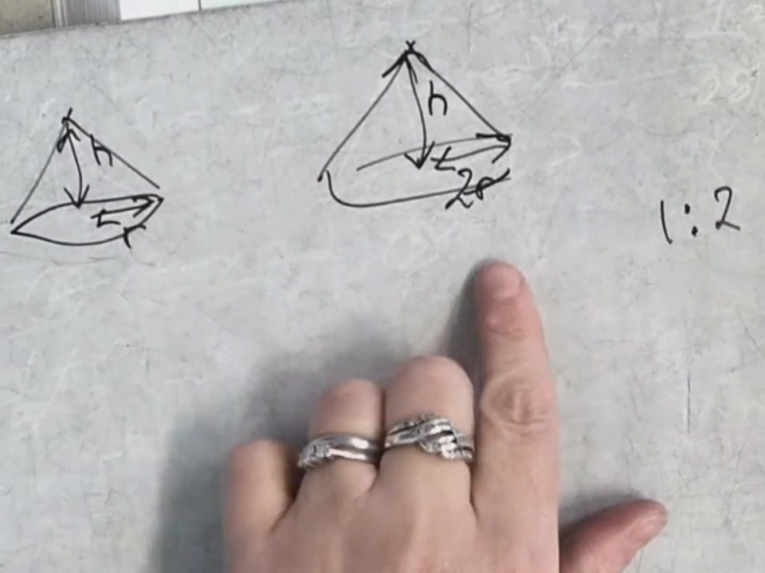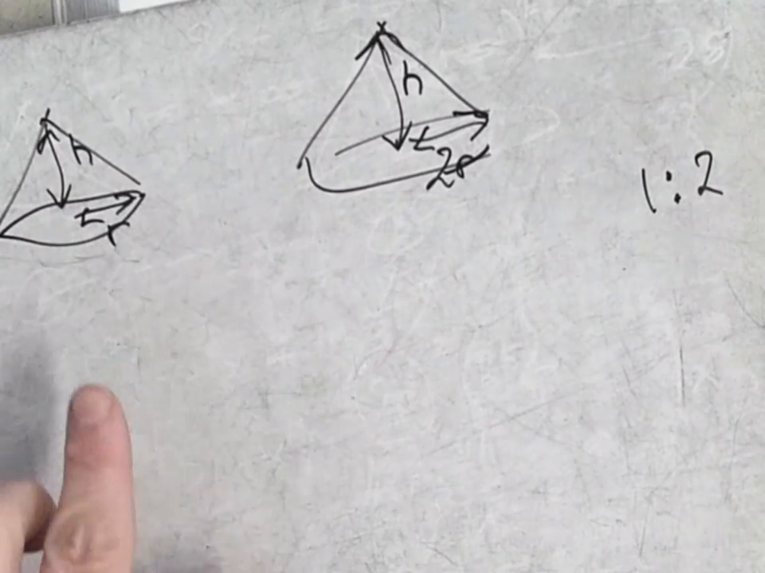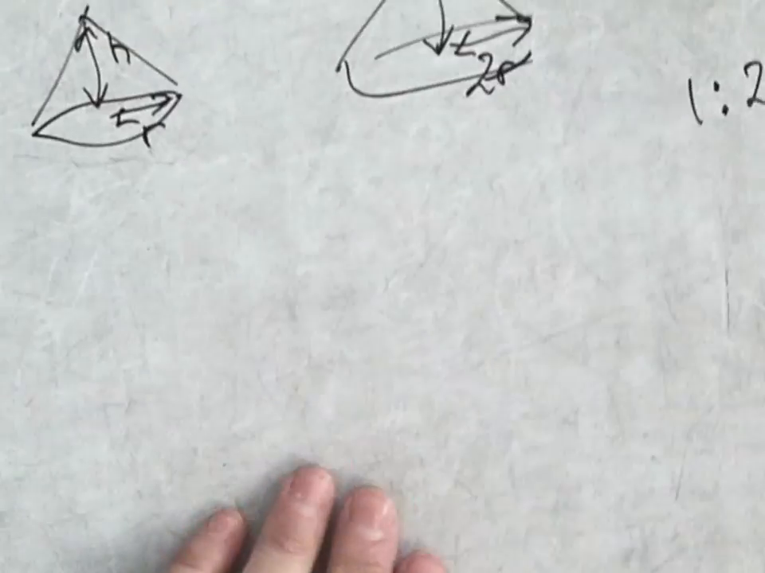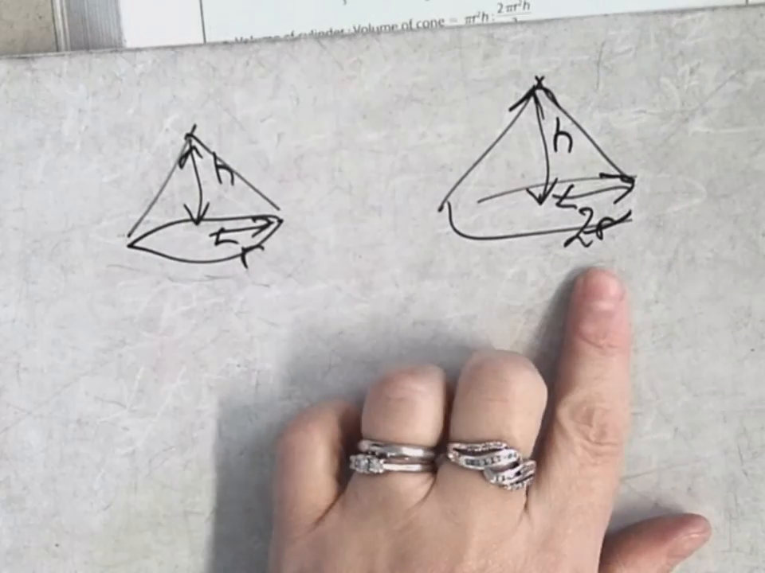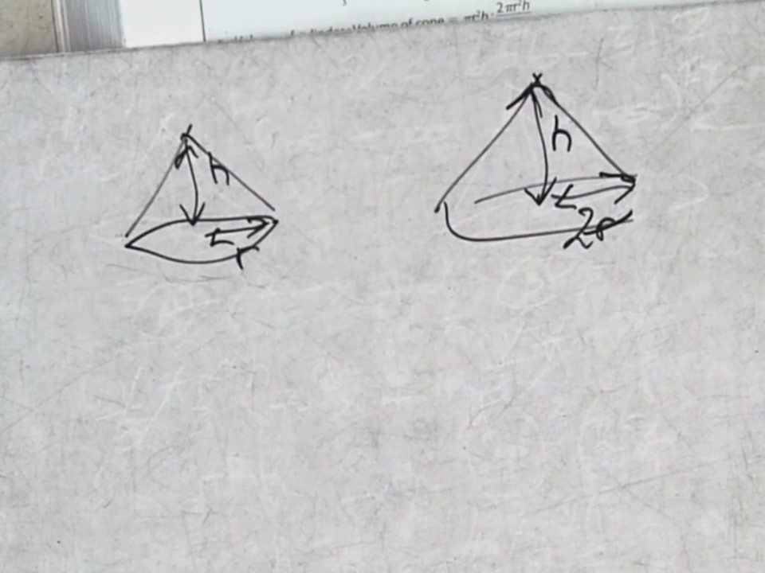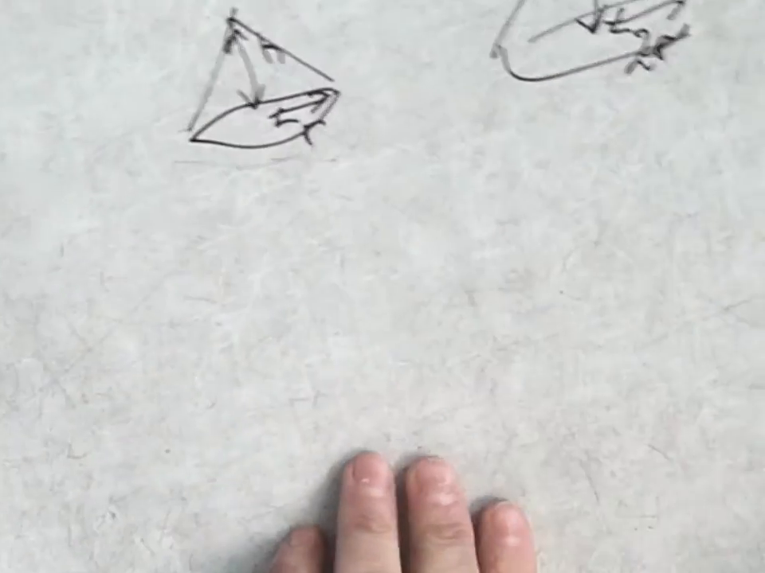So if it was 4 here, it'd be 8 here. If it was 2 here, it'd be 4 here, right? If it's r here, it's 2 times r. 2 times the number, right? If it says 1:3, do you multiply it by 3 then? Yeah, so it'd be r and 3r. Right, then it says find the ratio of their volumes.